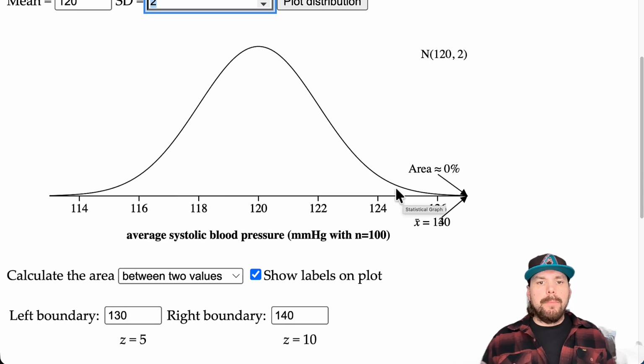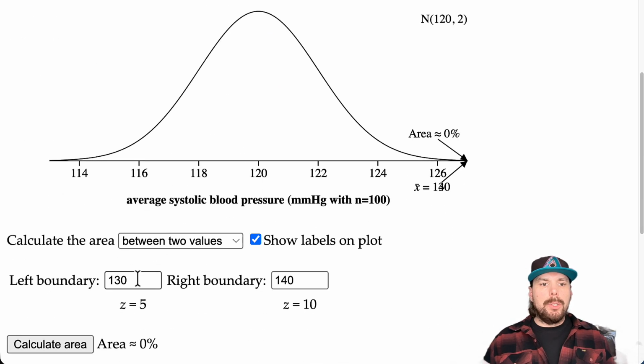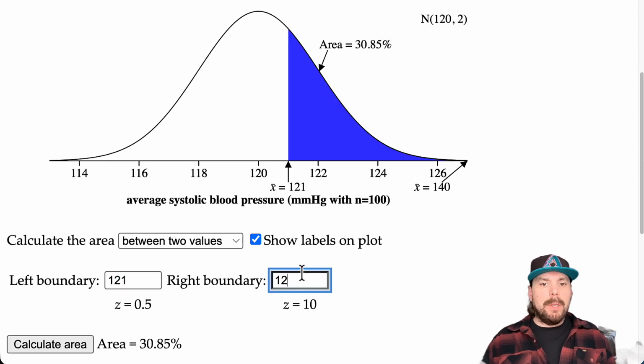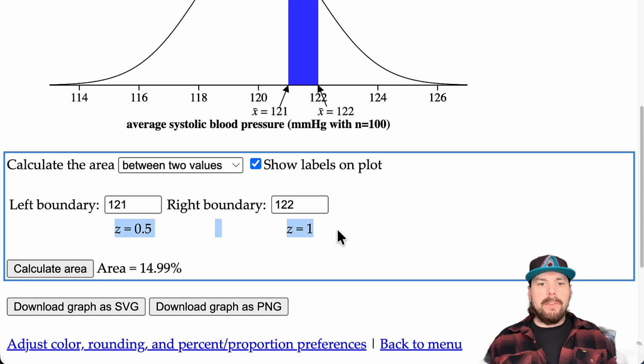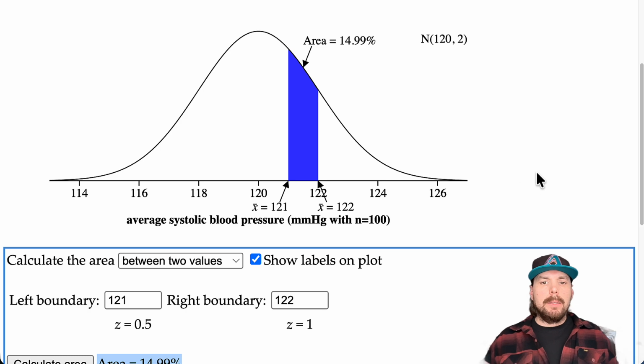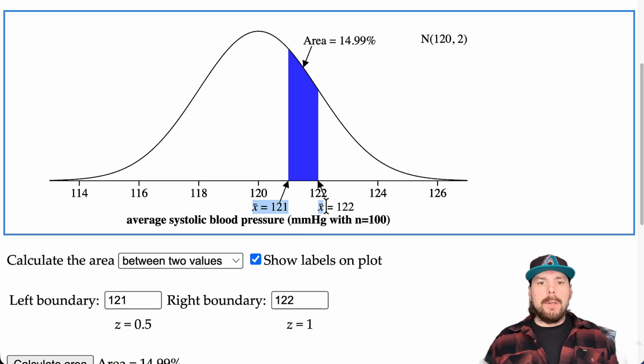So here it would be more reasonable to be from, say, 121 to 122, putting in those values. That actually will give me the same z-scores as I had before, 0.5 and 1, and the exact same probability. So that shows you how much collapsing we do when we collect samples of 100 and average things out. You notice that it's using the x-bar to label the axis now.